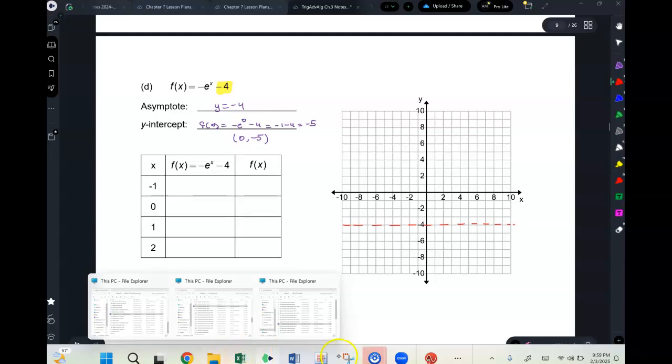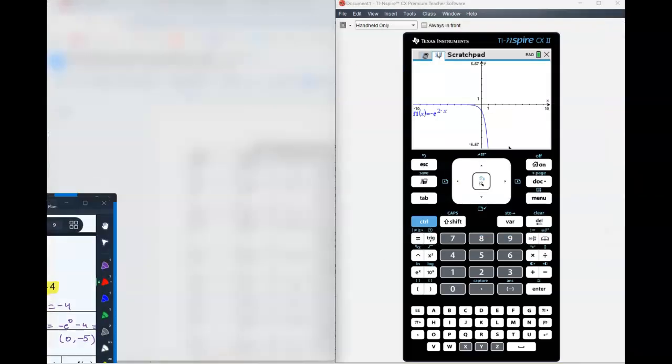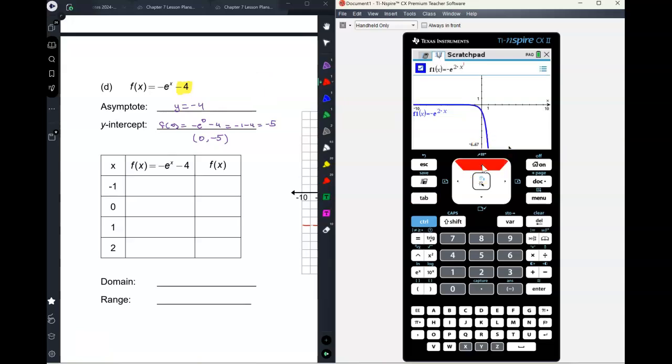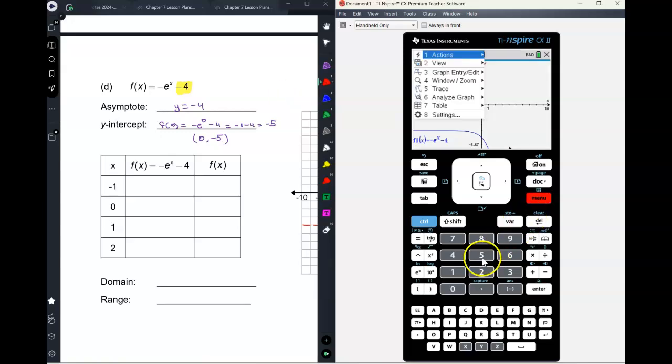Okay, let's graph this thing. Let's see how we can do that. Okay, so tab. Let's go up. All right, I want to delete this. So negative e to the x minus 4. Ooh, right there. Okay, so menu. If you do trace, number 5, number 1, graph trace, look, it always starts at the y-intercept, right? So at 0, we're at negative 5.